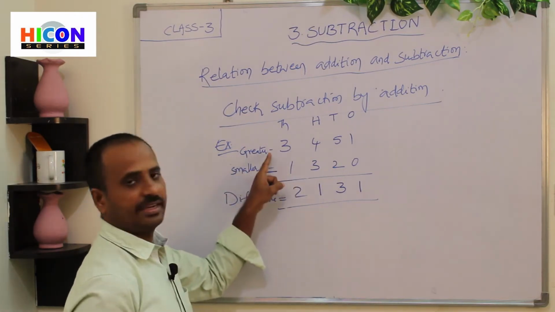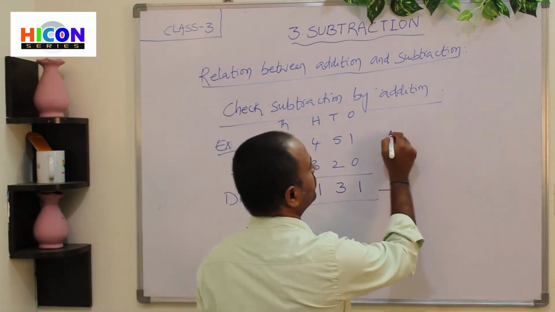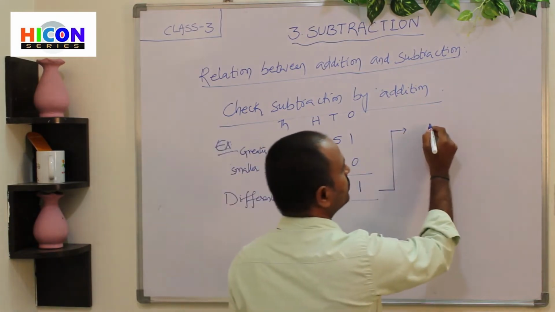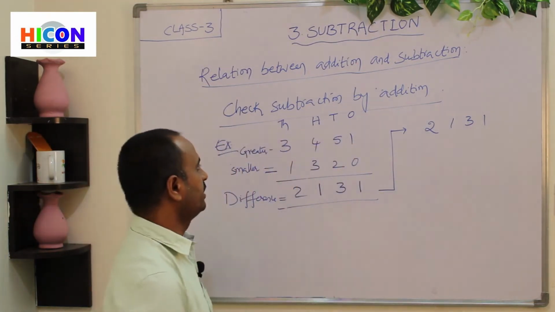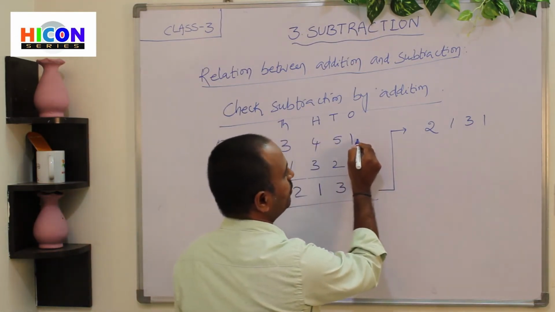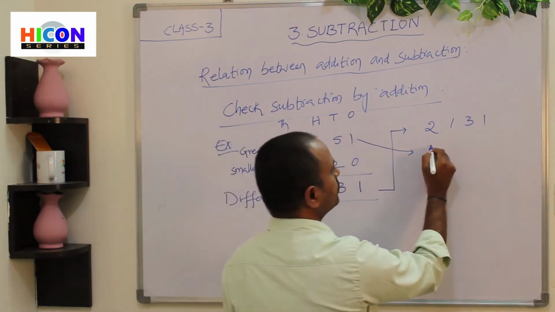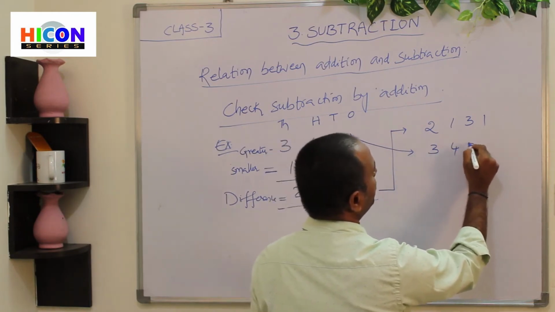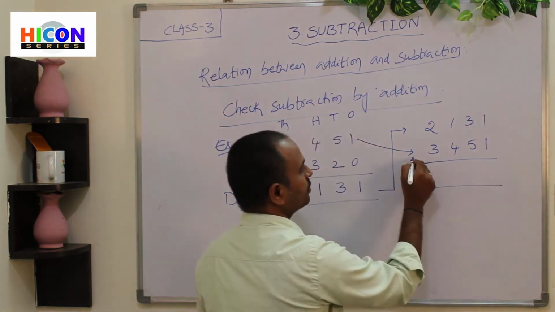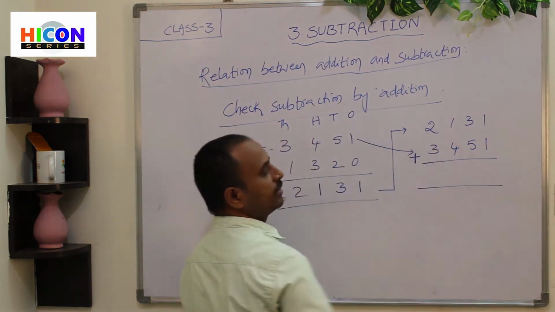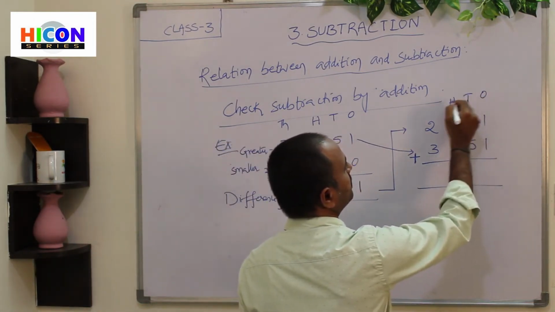Now add the greater number to the difference. Write the difference first. What is the difference? 2131. This is the difference. And write the greater number, add the greater number to it. What is the greater number here? 3451. So put the plus symbol and add these two numbers. Write the places first: ones place, tens, hundreds, thousands.